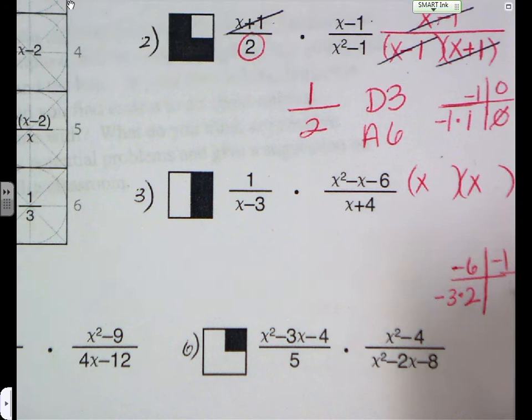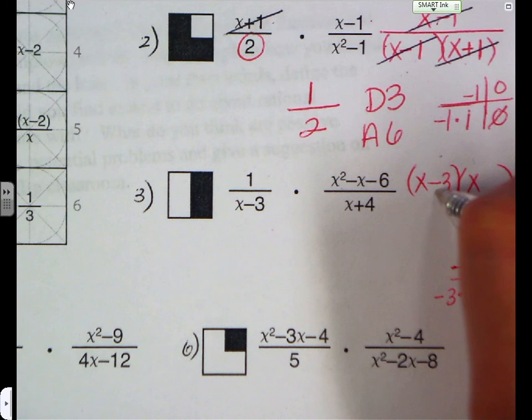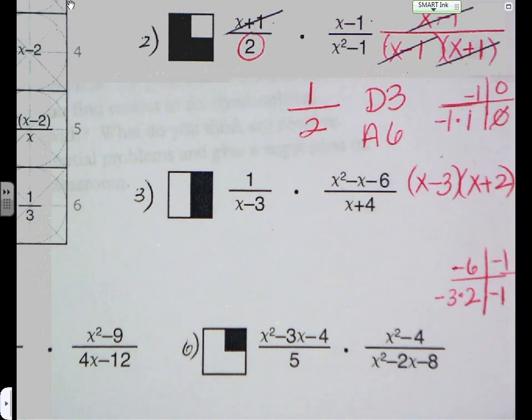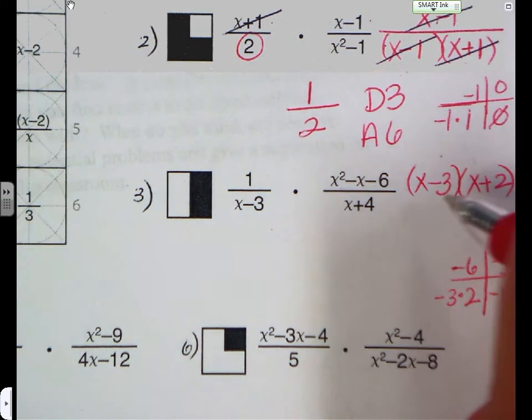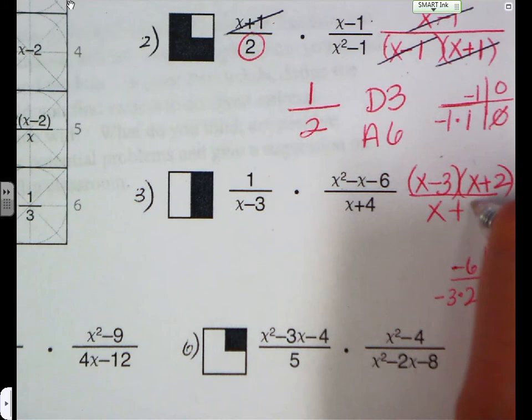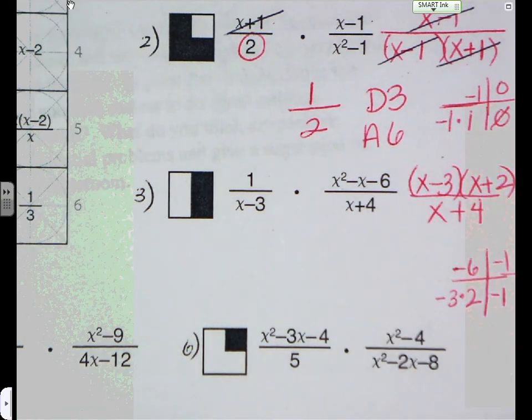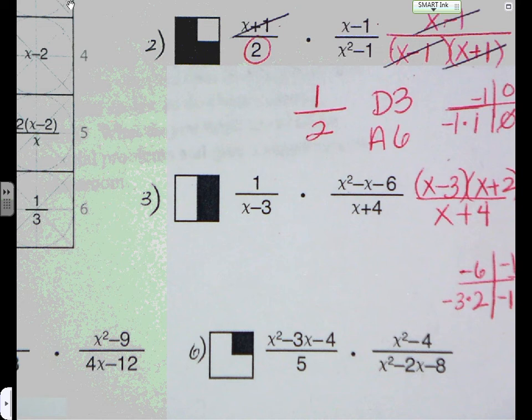Yeah, perfect. -3 times 2 gives you a -6. If I combine those together, I end up with a -1. So your factors are x minus 3 and x plus 2, all over x plus 4. Is there anything that you see that can cancel out?